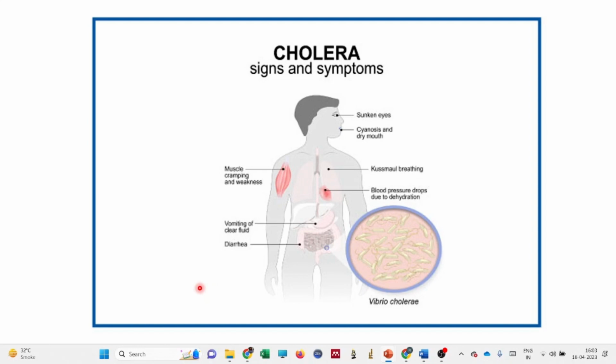The development of antibiotics and introduction of the oral rehydration therapy, I think, started in the 20th century. These have also helped to reduce the mortality rate of cholera outbreaks. However, cholera still remains a very significant public health threat, particularly in areas with poor sanitation and limited access to clean water.